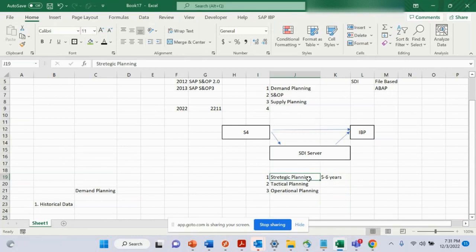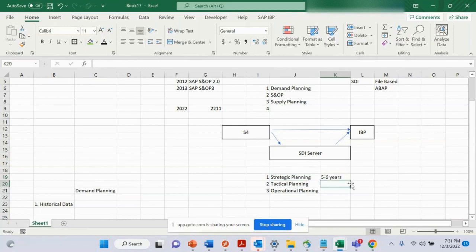So in this planning, what happens? The business hierarchies, the top L1 level of leadership, will sit together and sort out the strategy: how our business will work in the coming 5 to 6 years in terms of revenue and quantity. That is, how much product in terms of quantity we will sell in the market and how much revenue or profit we are going to earn. This is very long term planning.